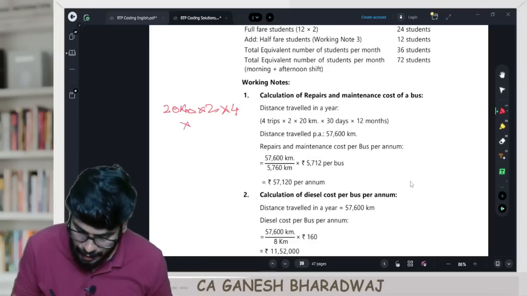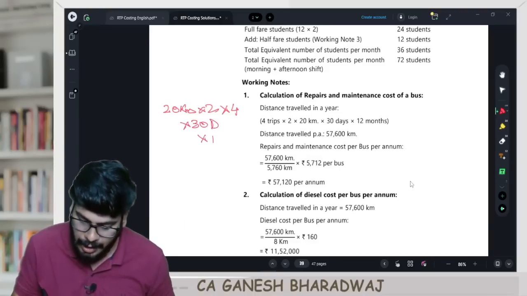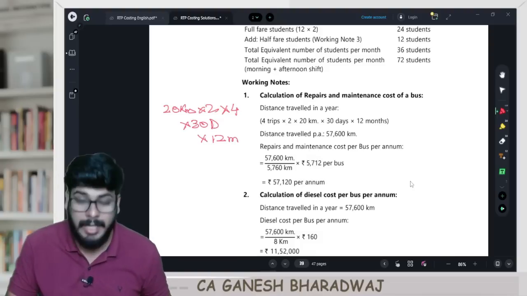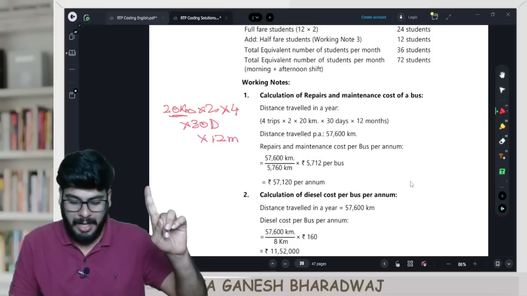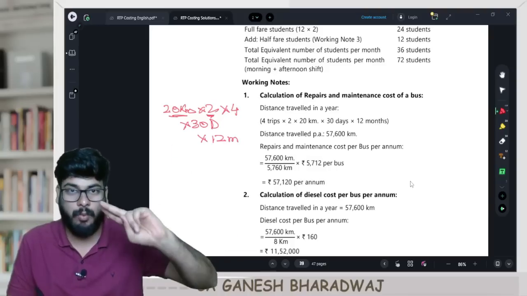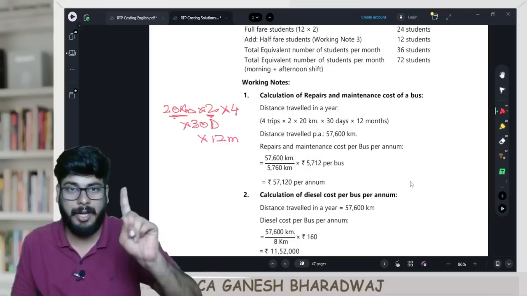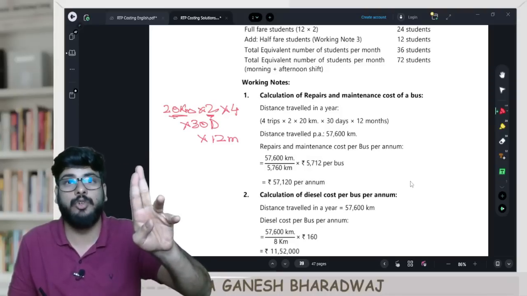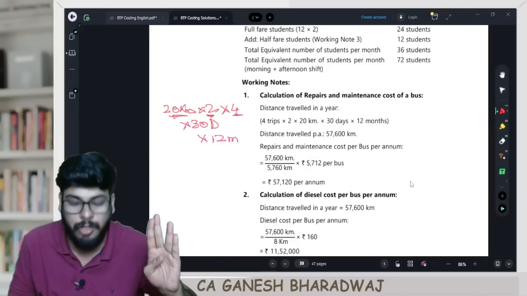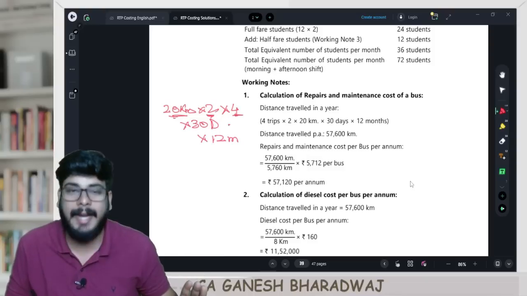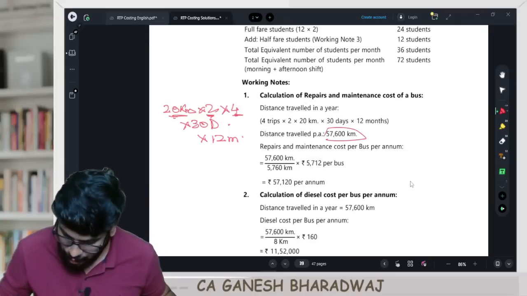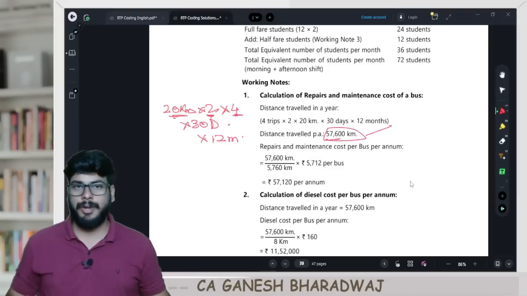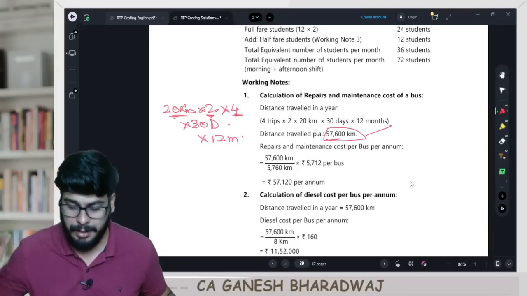Like that, there are 30 days in a month and there are 12 months in a year. So 20 kilometers is a one-way trip, into 2 makes 1 round trip. 20 into 2 is 40 kilometers per round trip. Like that, 4 round trips are made, 2 for morning students and 2 for afternoon students. That's why into 4. If you calculate, it's going to be 20 into 2 into 4 into 30 into 12. That's going to be how much? 57,600 kilometers in a year. Are you clear? This is the total distance traveled by one bus every year.